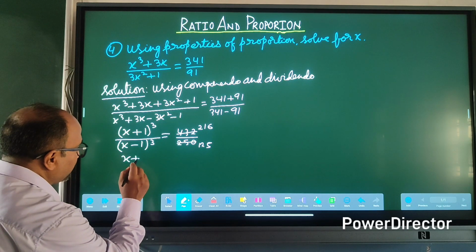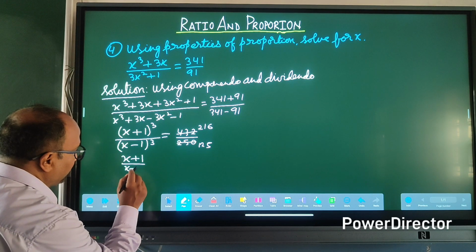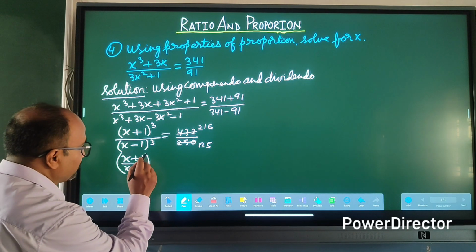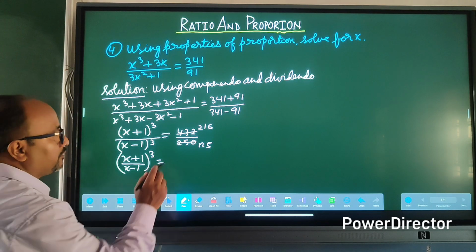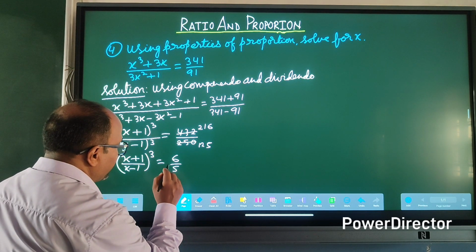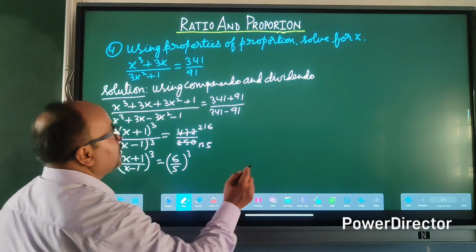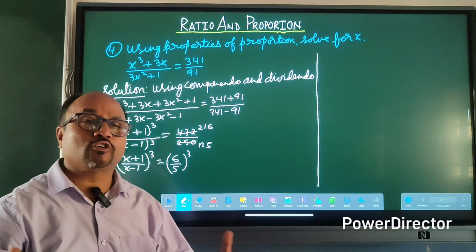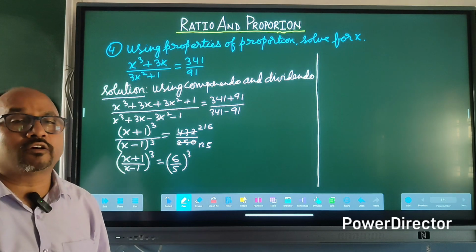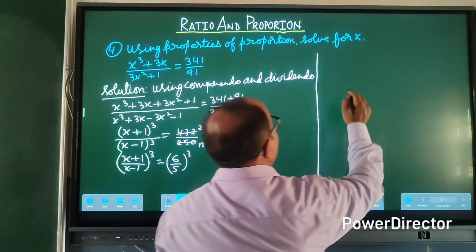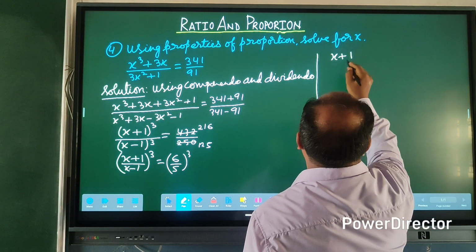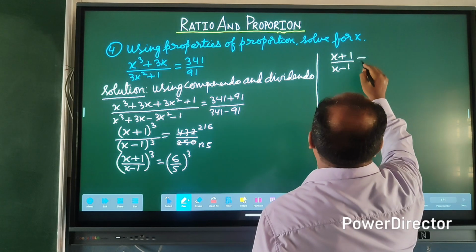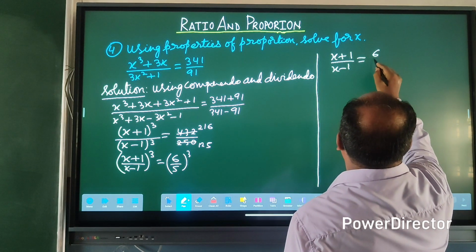So we write here x plus 1 and x minus 1, I give a simple single cube over here. For this I will write (6 by 5) whole cube. Let us come to the solving on this side. Both the sides have got cubes, so you know that we can get rid of that cube from both the sides. So I will write (x plus 1) by (x minus 1) is equal to 6 by 5.